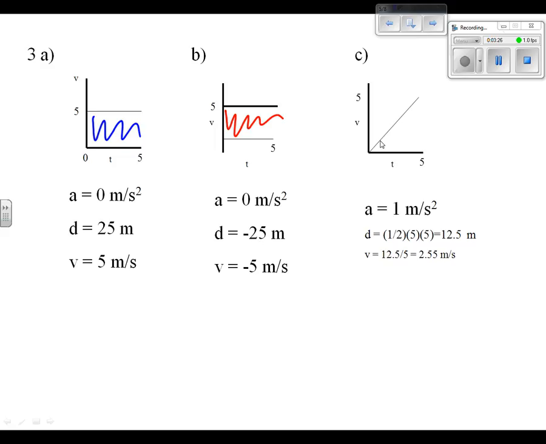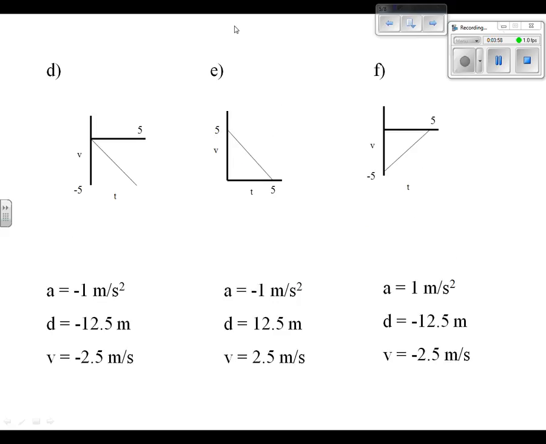In C, I have a slope of 1, 5 over 5. The displacement is 1/2 times 5 times 5, or 12.5. And the average velocity, and Mike had this right here, you have to take the displacement divided by the time to get that average velocity of 2.5. Actually, 2.55, isn't it? Or is that a typo? Is this 2.5? Must be a typo. My apologies. Sorry about that. Okay, let's go on to the next ones.